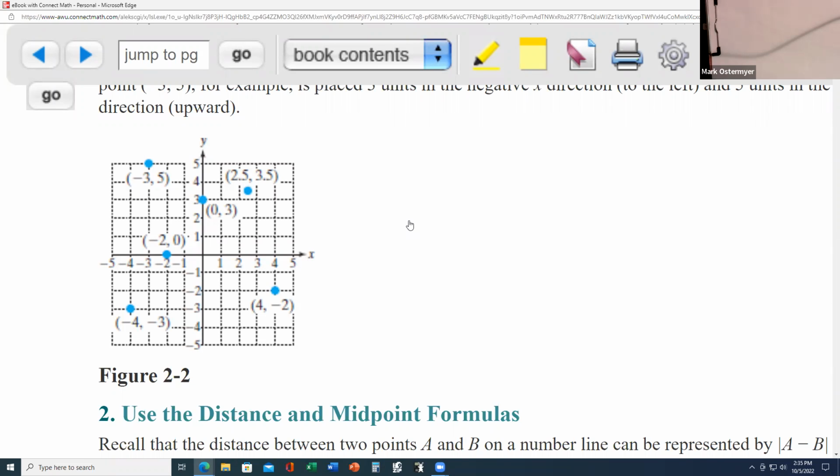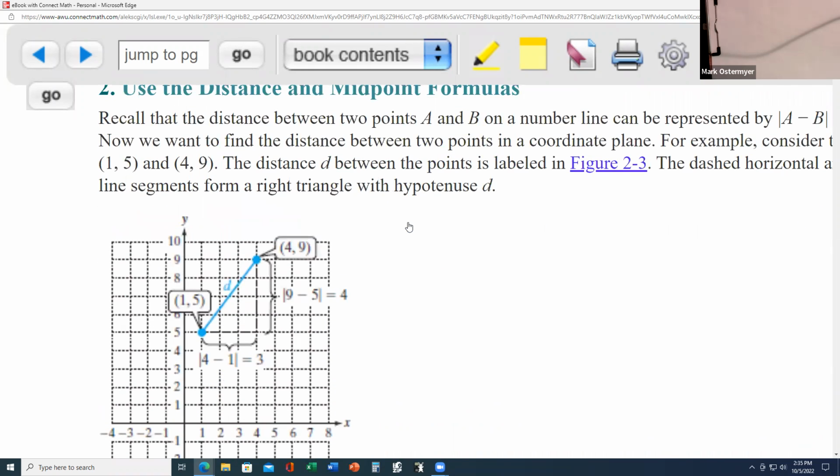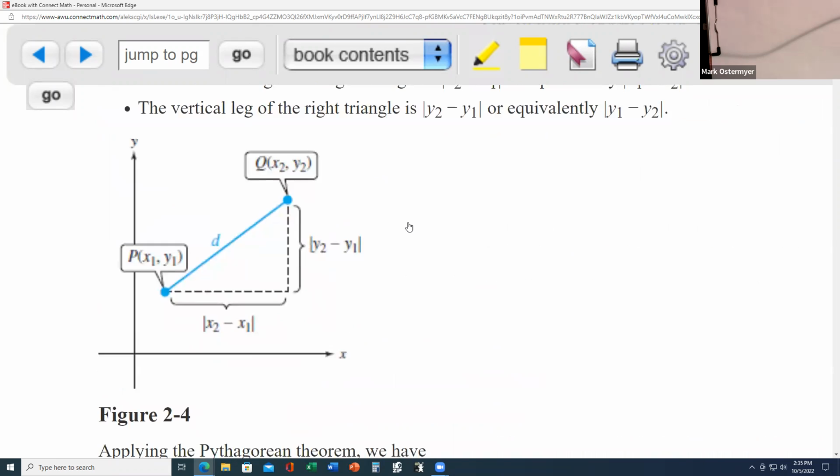There are 2 things that I want to show you that we're going to be responsible for in the XY plane. The best way to show you is figure 2-4 in section 2.1. You can write that down in your notes: section 2.1, figure 2-4. This is going to help us derive what is called the distance formula, which will enable us to compute the distance between any 2 points in the plane.